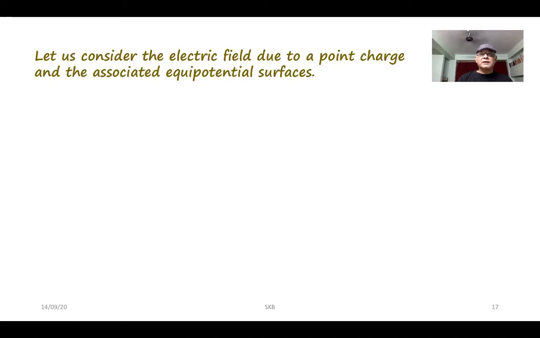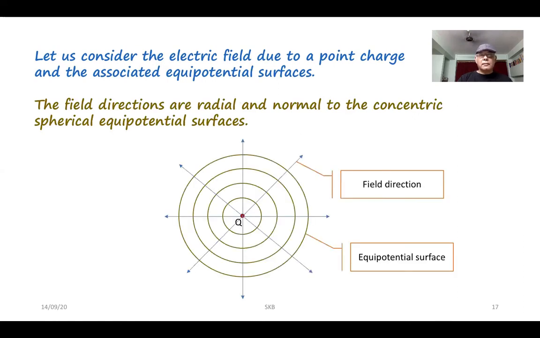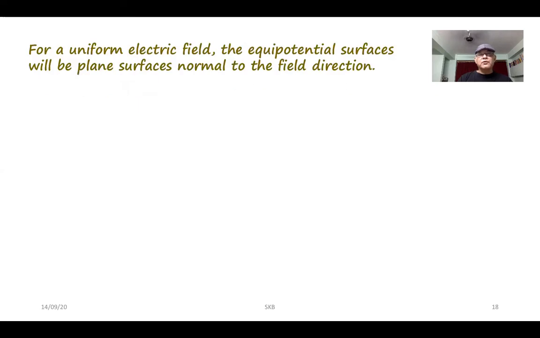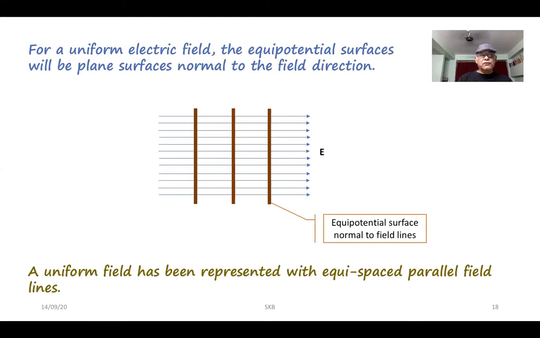Let us consider the electric field due to a point charge and the associated equipotential surfaces. The field directions are radial and normal to the concentric spherical equipotential surfaces, as shown in the figure. For a uniform electric field, the equipotential surfaces will be plane surfaces normal to the field direction. A uniform field has been represented with equispaced parallel field lines in this diagram.